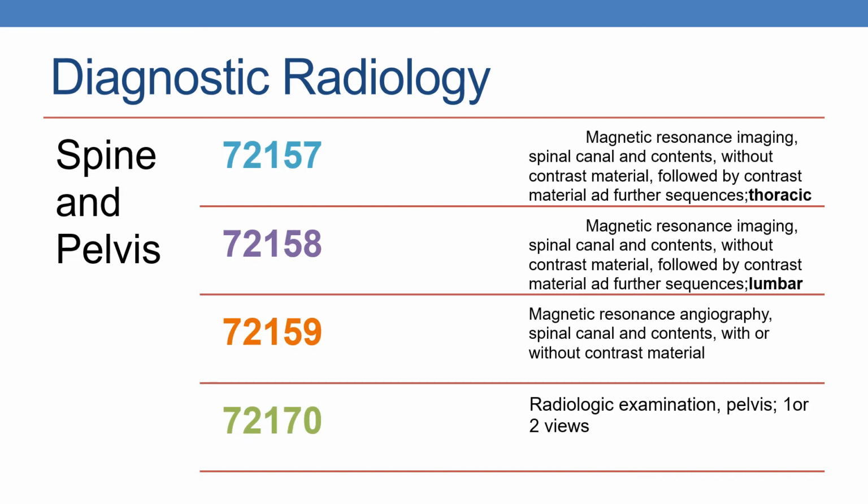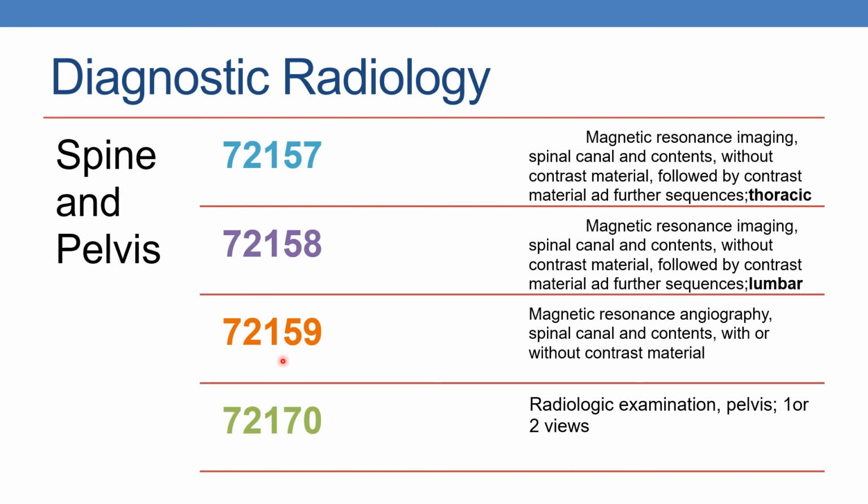The next CPT is 72157, which is nothing but MRI, spinal canal and contents without contrast material, followed by contrast material and further sequences, thoracic region. Whereas 72158 is MRI, spinal canal and contents without contrast, followed by contrast material and further sequences, lumbar region.